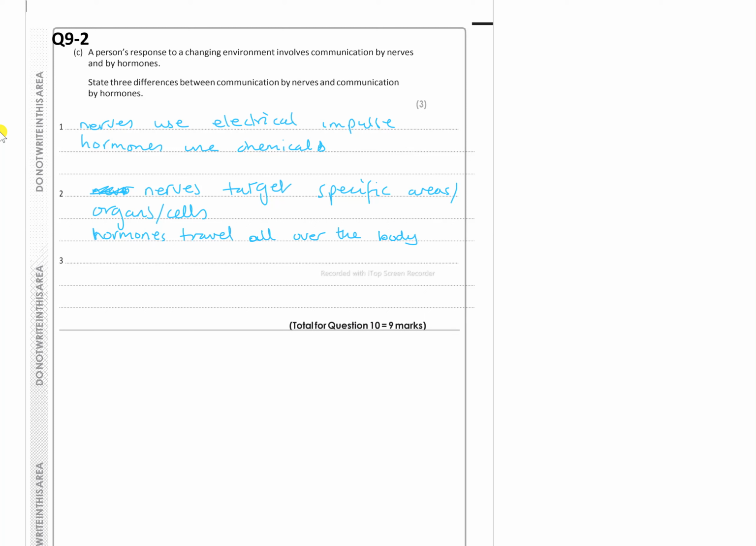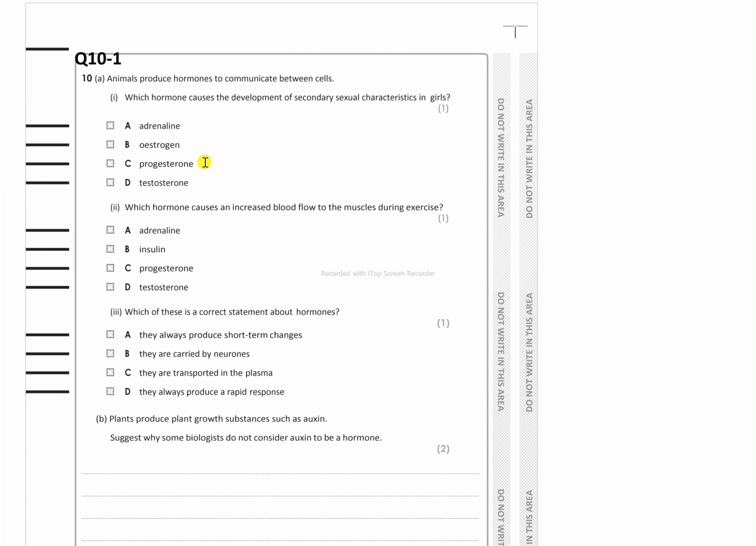Right. Nerves are quick and short-lived. Hormones are slower and longer lasting. Right. Let's move on.